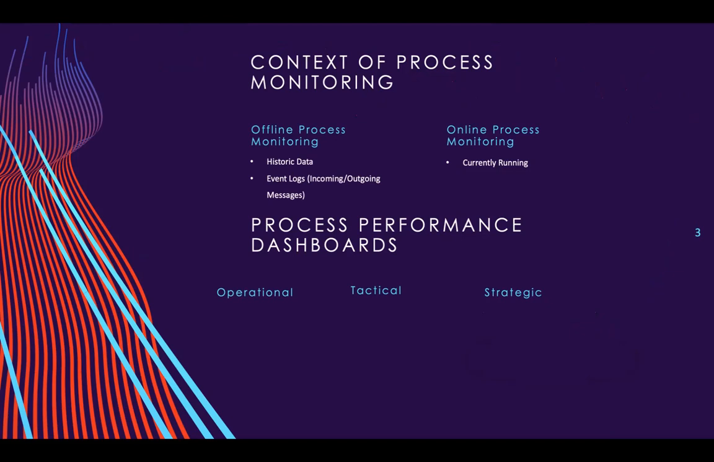The process monitoring techniques can be divided into two distinct categories, which are offline and online process monitoring. The main differentiator between these two is when the analysis is taking place. For offline process monitoring, the main focus is to analyze the process executions using historic data, for example, using event logs for specific time periods. Event logs can contain records of incoming and outgoing messages, or when a task has started.